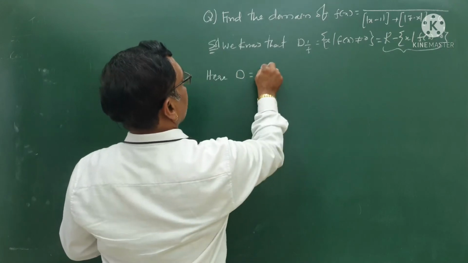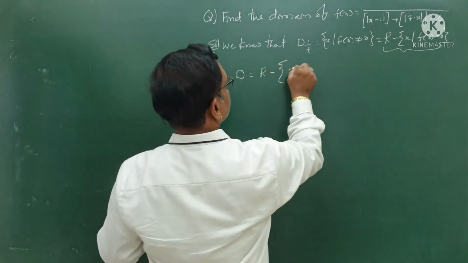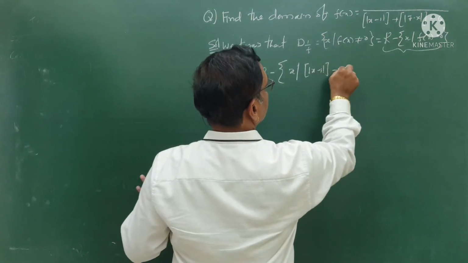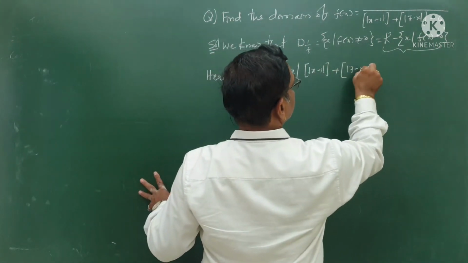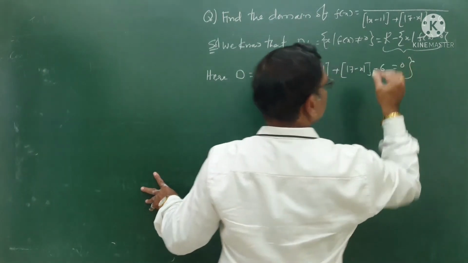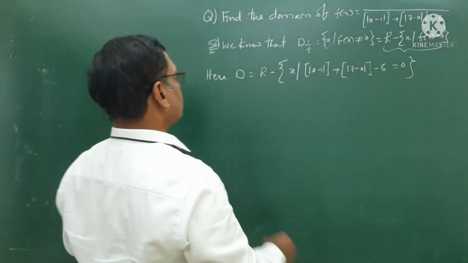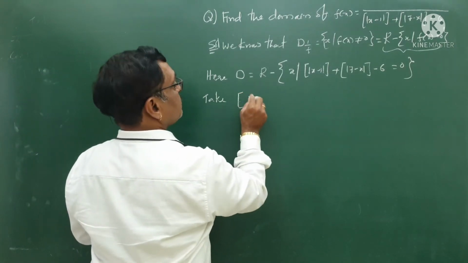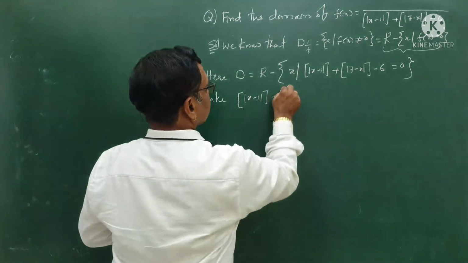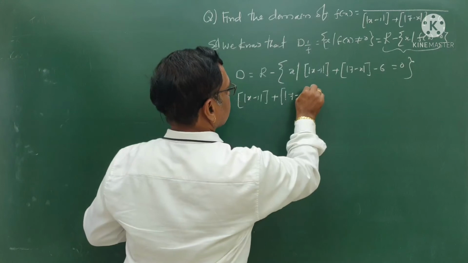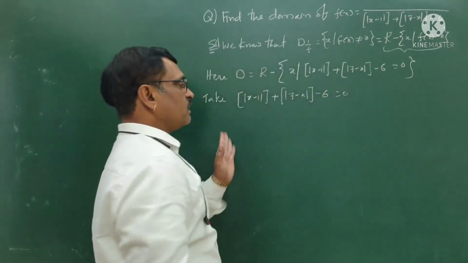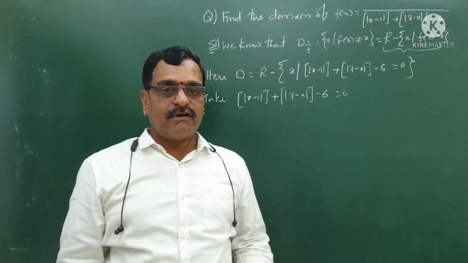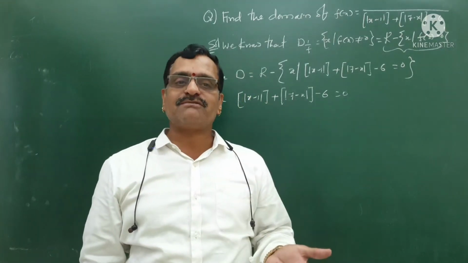So here domain is equal to R minus x such that integral part of mod x minus 1 plus integral part of mod 7 minus x minus 6 is equal to 0. So we have to solve this equation. How can we solve? Just now I told, whenever you have mod and any other function, first try to remove the mod, then go to the next one. So first I remove the mod.